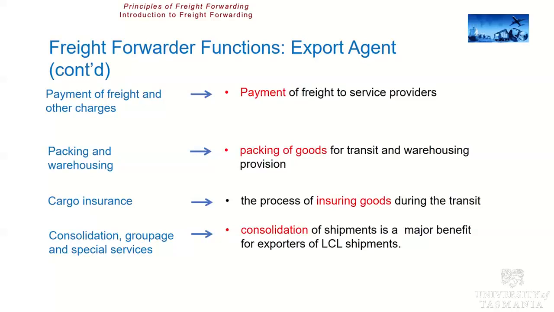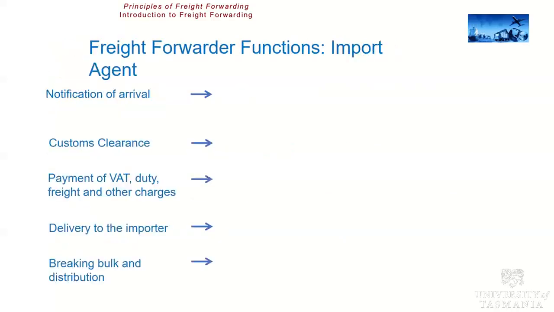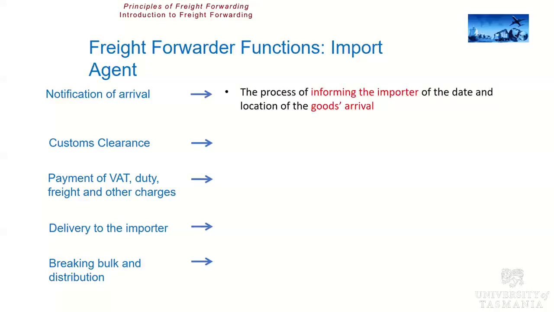So that's the export agent side. So that's the side of moving the goods out of the country. They may also be called upon to take the goods as they come into the country. So that's the process of informing the importer of the date and location. So that's keeping the importer informed of the arrival arrangements for their goods coming from overseas. Customs clearance, that presentation and clearance of the cargo.